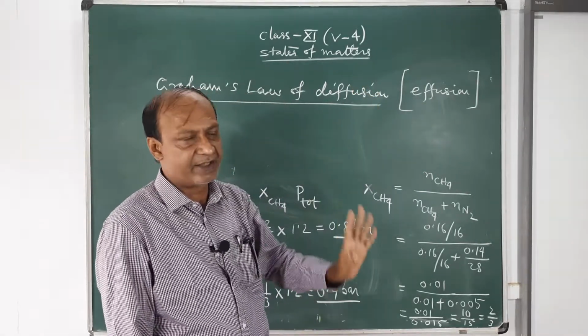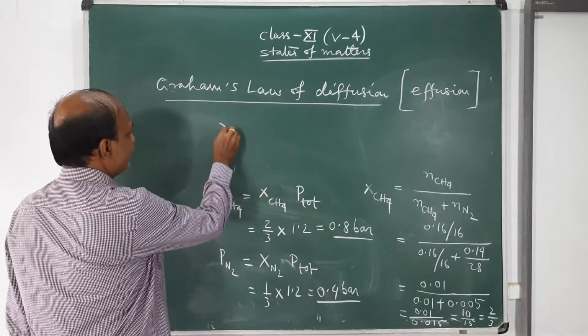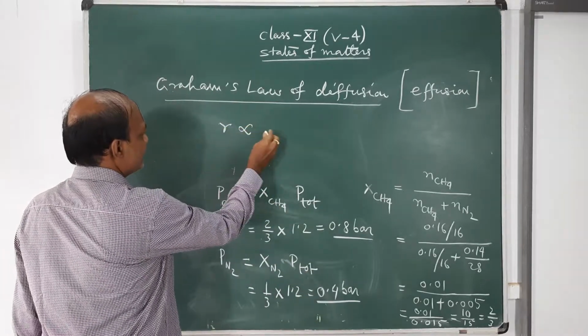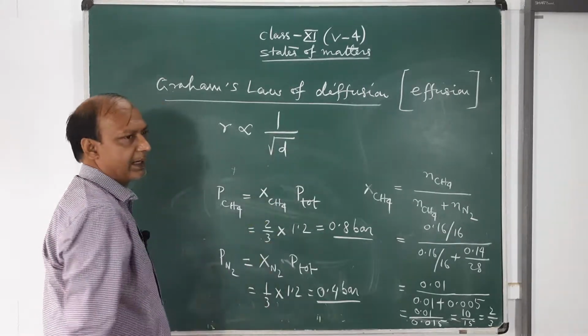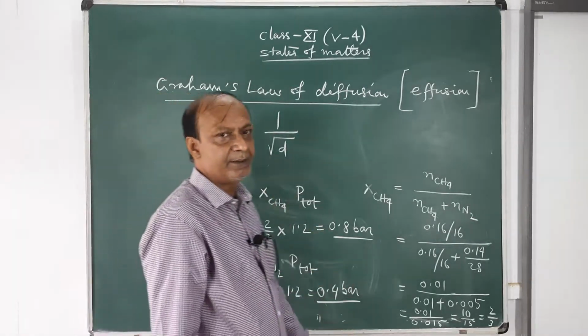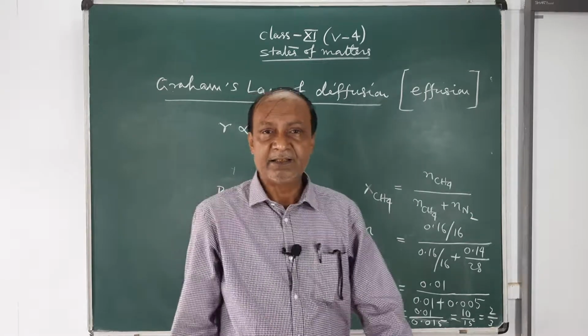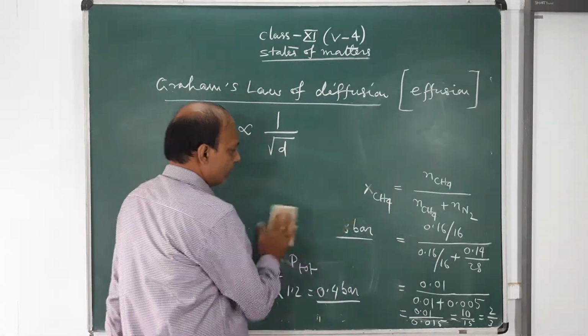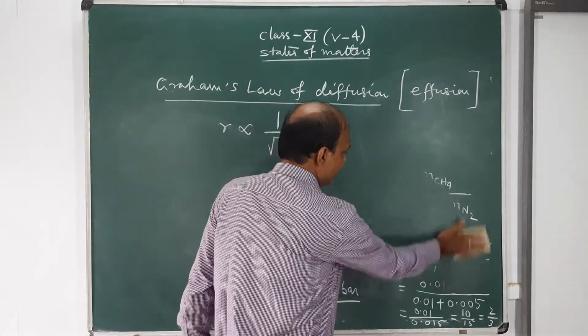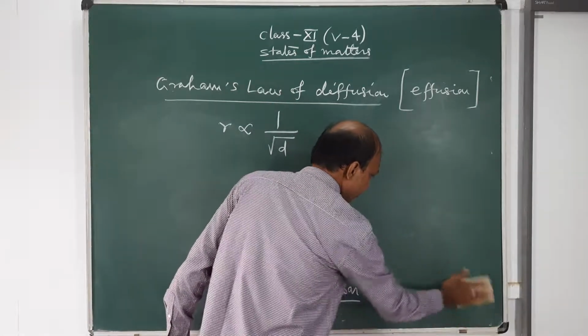What does the law state? The law states the rate of diffusion is inversely proportional to the square root of the density of the gas. The rate of diffusion, R is the rate of diffusion, inversely proportional to the square root of D, the density of the gas.